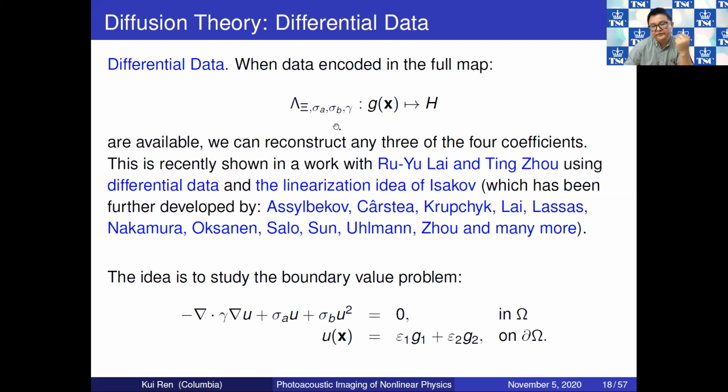Okay. What if you want to recover 3 of them? So this will depend on how much data you have, it turns out. So if you have the whole Dirichlet to the internal data map, then there's a way that you can use this classical idea of linearization, that is, linearize the forward model, not the inverse problem.